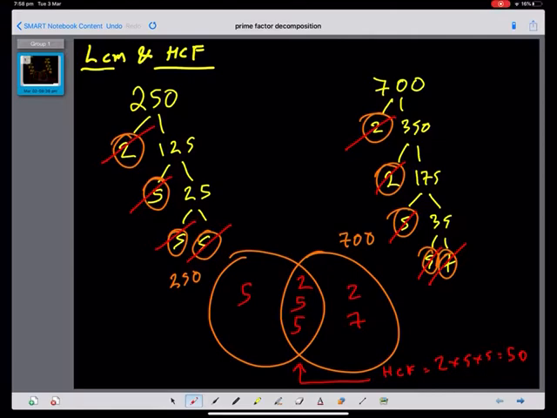And let's do the lowest common multiple here. So we've got 5 times 50 times 2 times 7. Let's use our calculator. 5 times 50 times 2 times 7 is 3,500. Okay, so let's check. 3,500 divided by 250 is 14. 3,500 divided by 700 is 5.